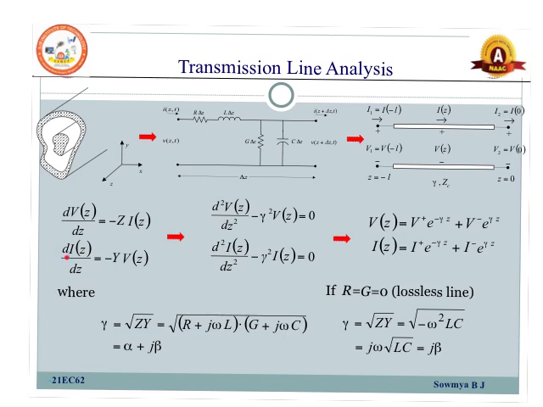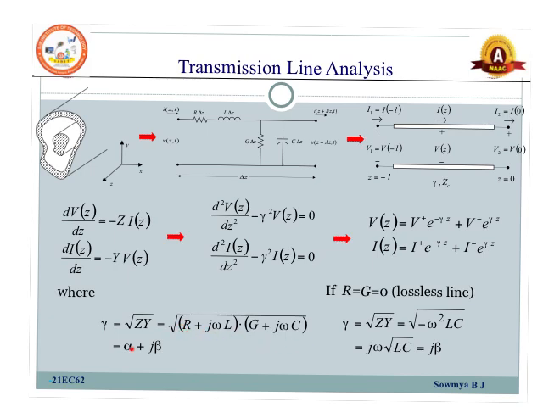One is the incident voltage, another one is the reflected voltage. Similarly, with respect to the current, d by dz of I of z is equal to minus Y V of z, and double differentiation will be done for this, meaning we need to differentiate it again. So d square by dz square of I of z minus gamma square I of z is equal to 0, or I of z is equal to I plus e power of minus gamma z plus I minus e power of gamma z, where gamma is the propagation constant, equal to square root of ZY, that is equal to square root of R plus j omega L into G plus j omega C.